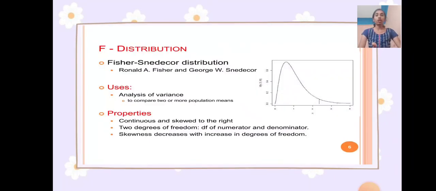F distribution. It is also called as a Fisher-Snedecor distribution. Let us see what is the use of F distribution. It is useful for analysis of variance to compare two or more population means. When it comes to its properties, it is continuous and skewed to the right. It contains two degrees of freedom, that is numerator and denominator. It is denoted by df, and skewness decreases with increases in degrees of freedom.